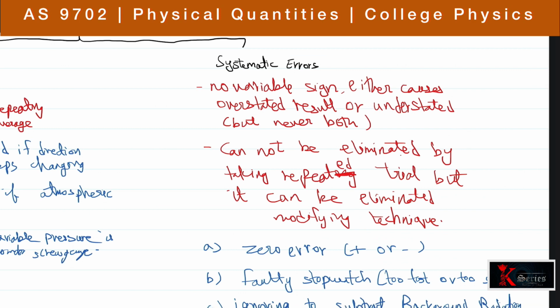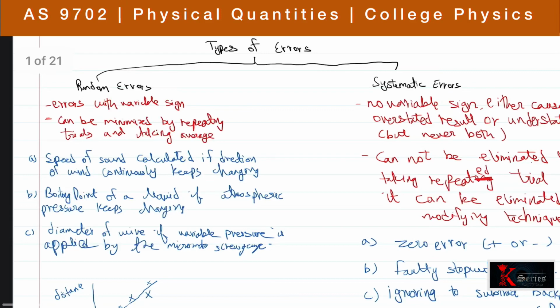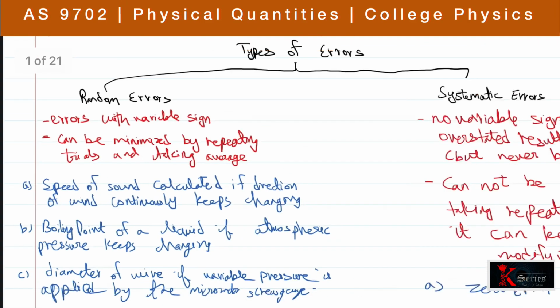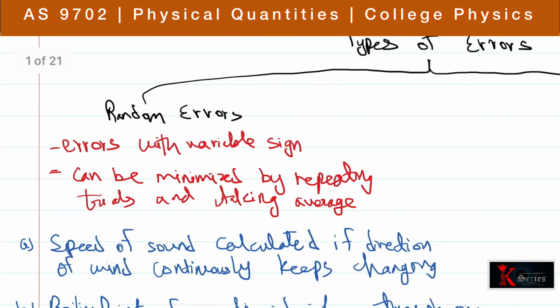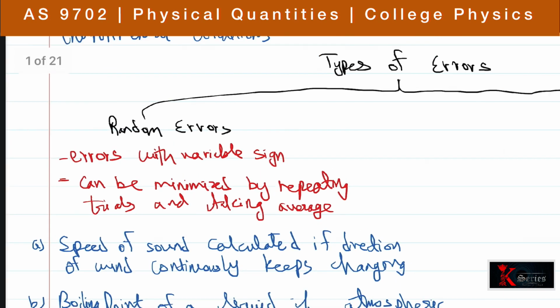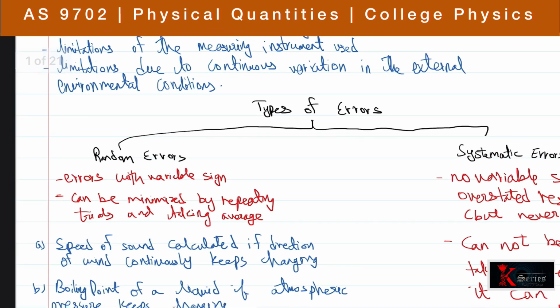Secondly, they cannot be eliminated by taking repeated trials, but they can be eliminated by modifying technique. What does it mean? Earlier we learned that random errors could be minimized by repeating the trials and taking an average, which meant that random errors could not be completely removed. If there's a change in the external environment and we repeat the trials, the variation would still exist. However, the effect of that variation would be reduced, because now we have taken a lot of readings and have an average reading.